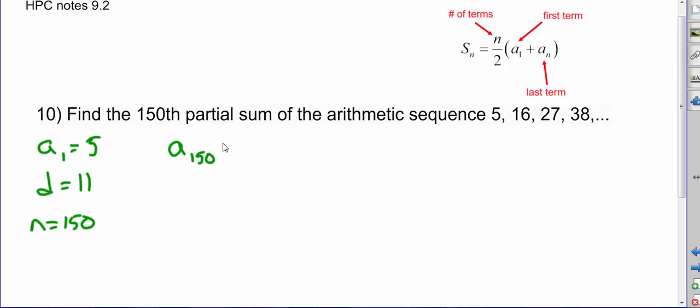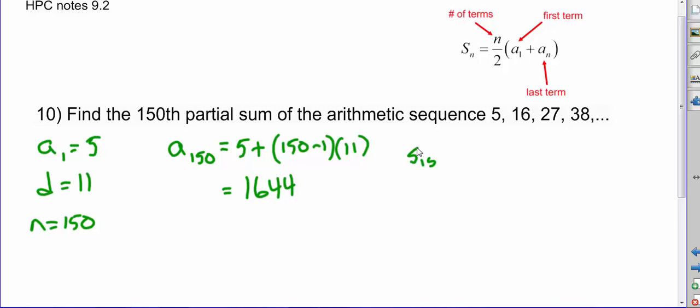So I'm going to do a sub 150 would be equal to 5 plus 150 minus 1 times 11, and that gives me 1,644 for my 150th term. All of a sudden this problem just got a lot simpler because we can just do the sum of the first 150 terms would be 150 divided by 2 times 5 plus the last term, which is 1,644.